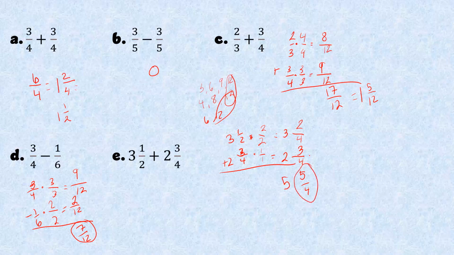Now look, we've got an issue here. We can't leave that 5 over 4 like that. So we're going to say 4 goes into 5 one time with 1/4 left over, but we still have this 5 here. So we have to add them. So there's my final answer, 6 and 1/4.